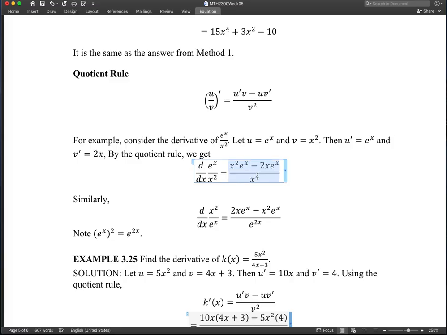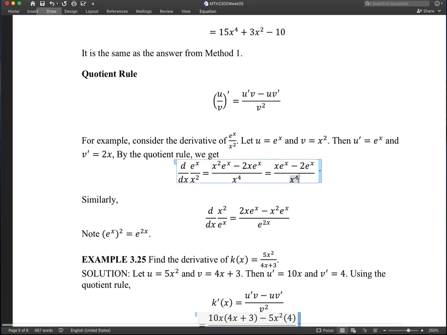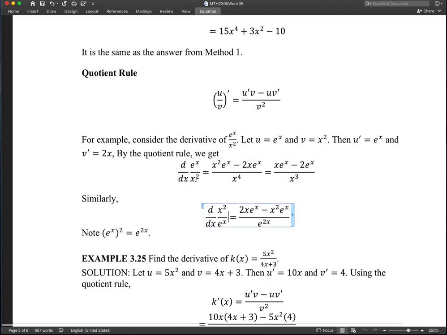This really could be further simplified. Clearly x is a common factor, so we can cancel one x from the numerator, and then the denominator x to the 4 will be just x to the third power. Cancel one x here. This is the derivative of e to the x over x squared.